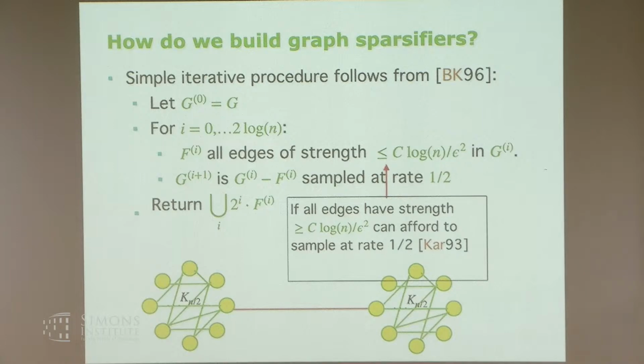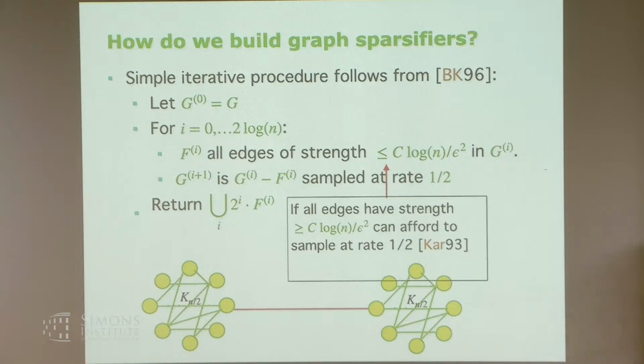And now we can afford to sample at rate 1/2. So what this might look like, if this was our graph G0, we have this dumbbell graph with 2 cliques. The only edge with low strength will be this edge crossing in the middle. So we recover this edge, and then we sample everything else at rate 1/2. Right, and now we're just doing this for many iterations.